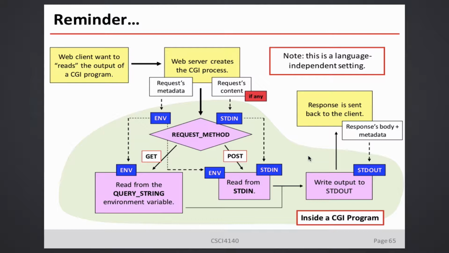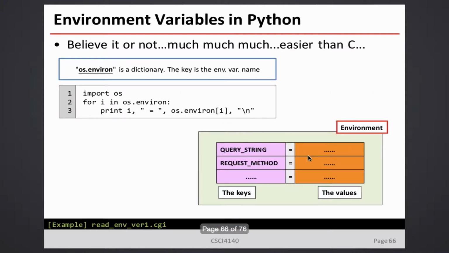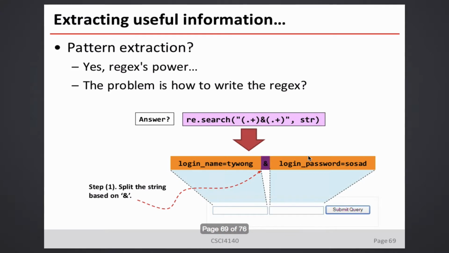If it's GET, I will get the thing from a query string. If it's POST, I will read it from the standard input, and no matter which way, you will end up with a query string, right? So that query string will be the things that the client provides to me. And what's next? Usually, I show you the end results first.